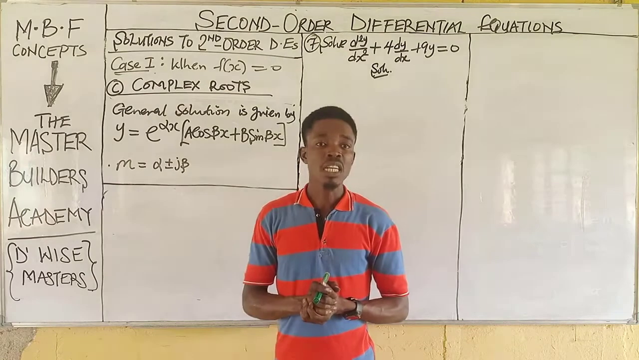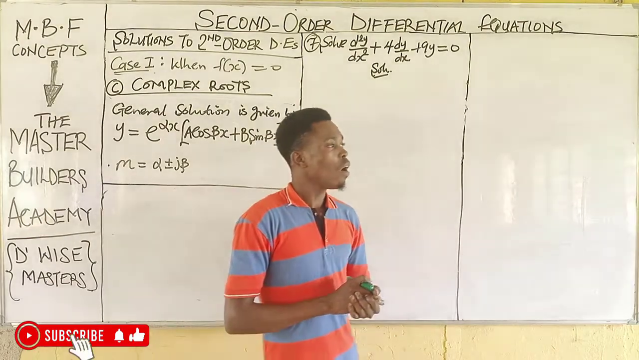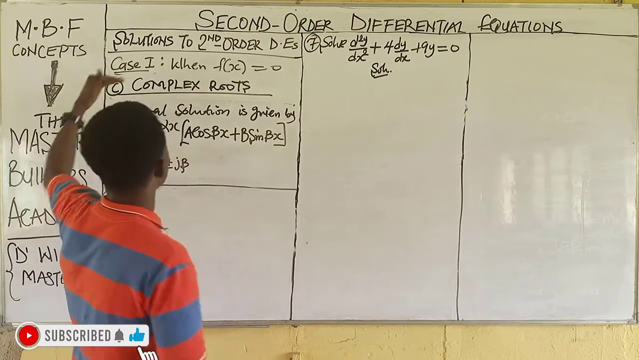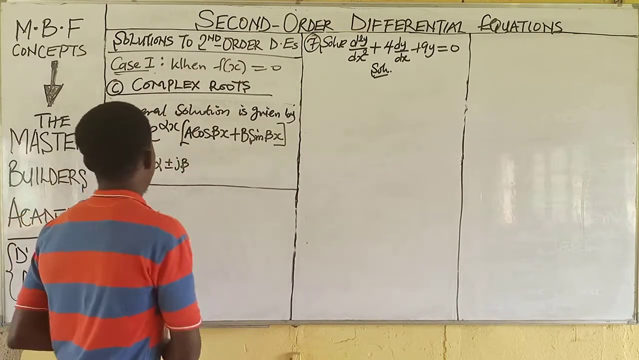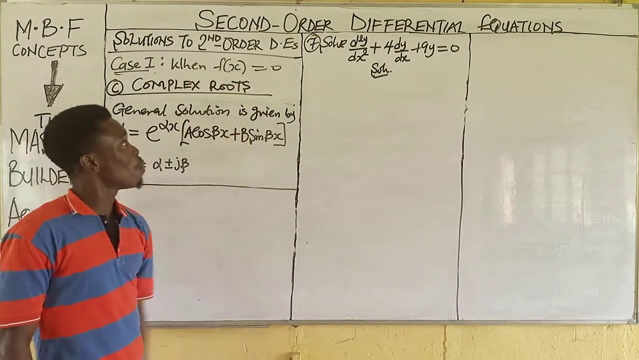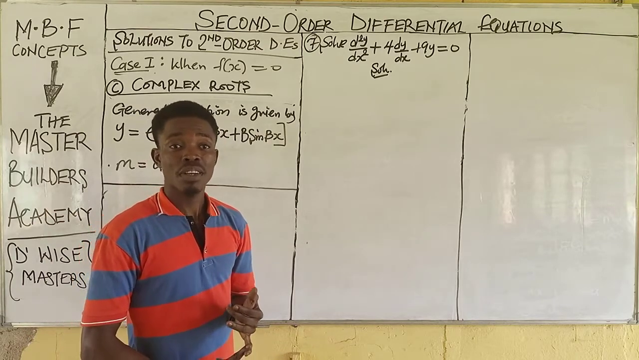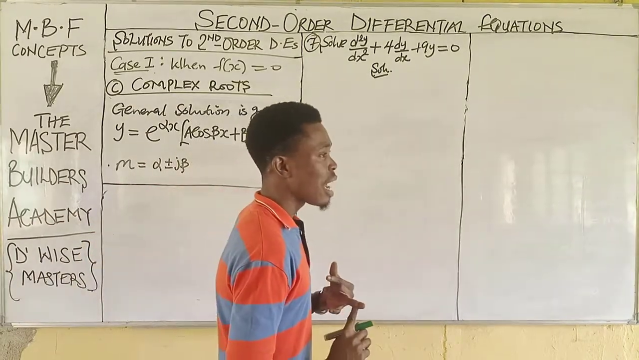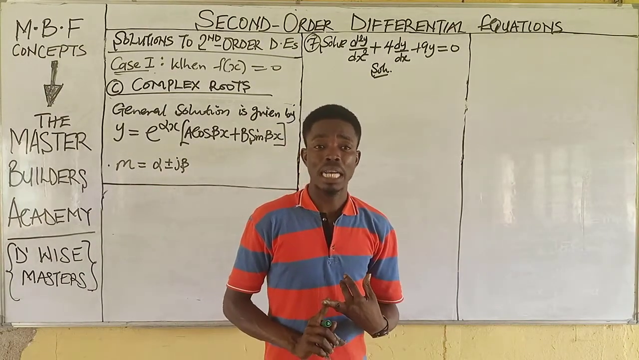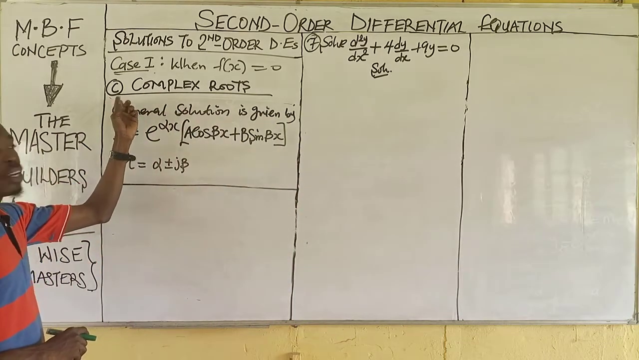Okay, guys, if this is taken, let's get to work. On the board, we are still dealing with second order differential equations, and now we are looking at solutions to second order differential equations. We are dealing with case 1, where f of x is 0. We have looked at real and different roots. We have equally looked at real and equal roots. Now, in this current video, we will be looking at complex roots, which become part C.